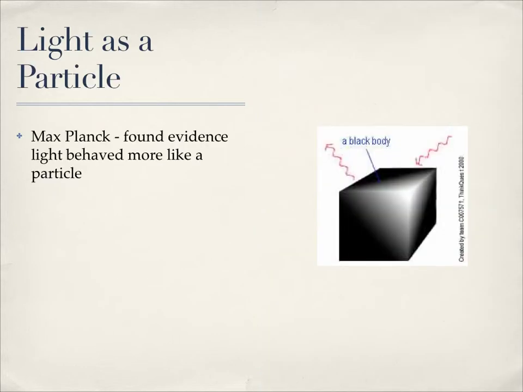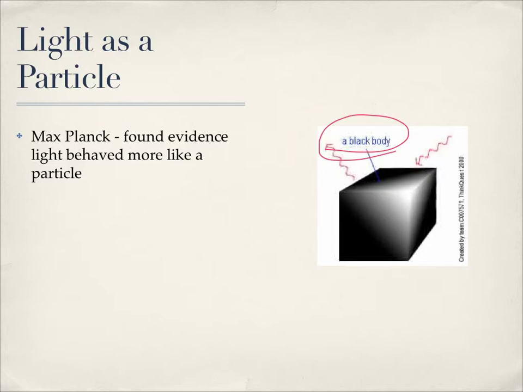Along later comes this guy named Max Planck, and we've talked about him. That's Planck's constant, and he starts working with what's known as black body radiation. The idea is a black body is a perfectly black object that absorbs all light and doesn't reflect any light. And then you heat it, and you can detect what's coming off of it.